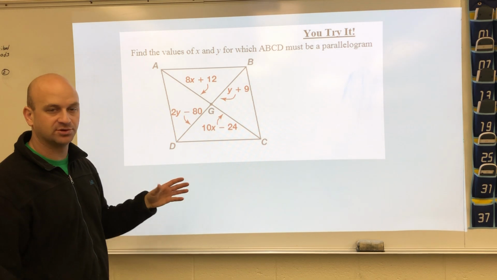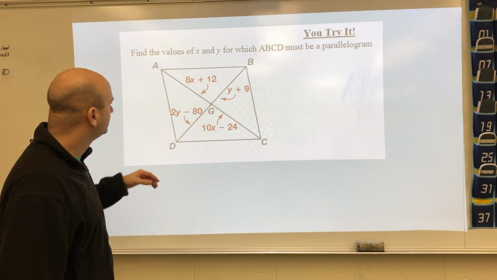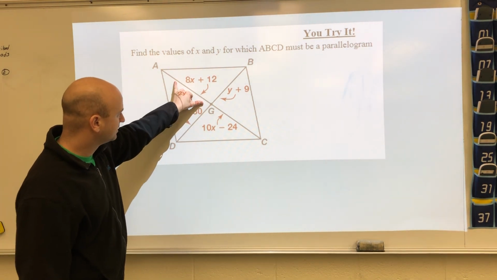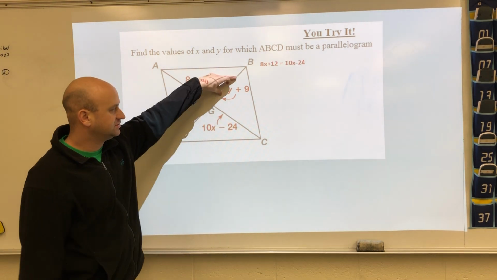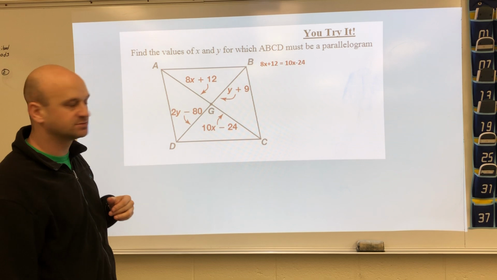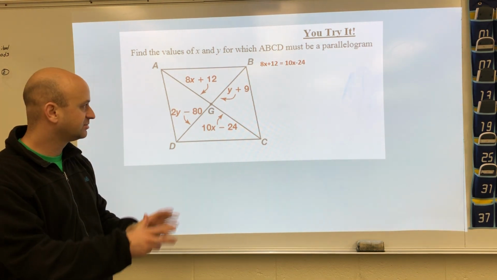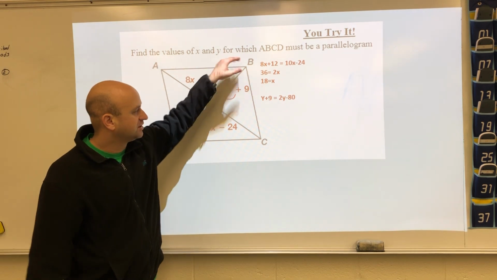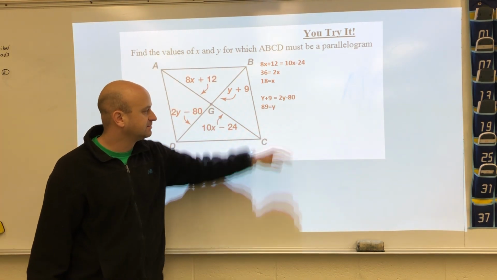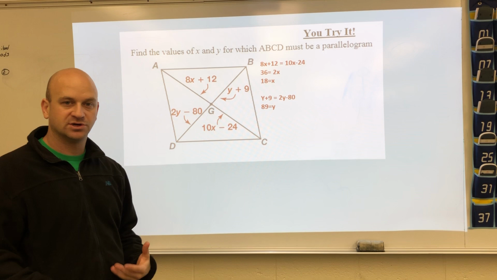All right, here's an example going back to the diagonals. So we know diagonals bisect each other, so this part equals this part. This part equals this part. So if we solve for x first, we'd set the two bisected parts equal to each other and then go ahead and solve. And the directions only want the value of the variable. We would do the same thing for y and get a value of 89.